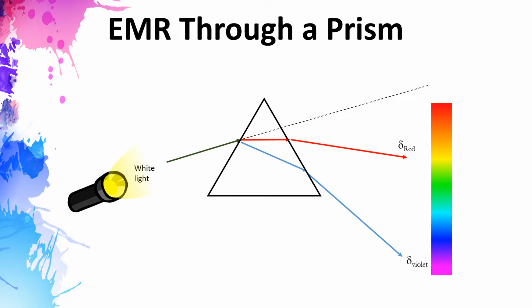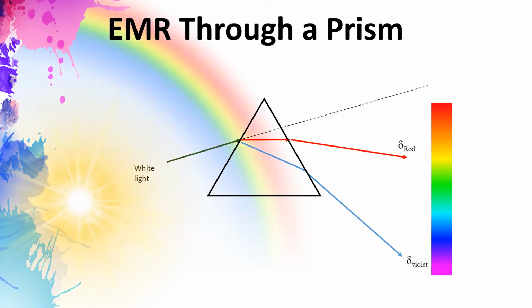And how about sunlight passing through some water droplets in the sky? You can see a rainbow in the sky. That is also the movement of light at different angles when passing through a water droplet. That is why you can see this rainbow.